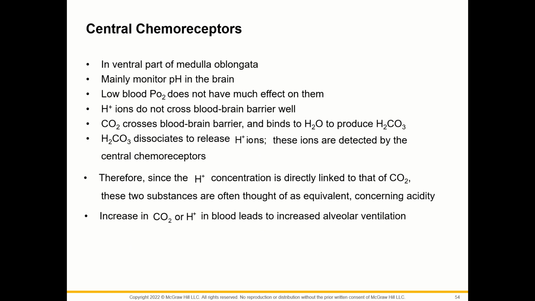So let's look at the central chemoreceptors. In the ventral part of the medulla oblongata, they mainly monitor the pH in the brain. A low blood oxygen does not have much effect on them. Hydrogen ions do not cross the blood-brain barrier well, and so it's going to be the carbon dioxide. The carbon dioxide crosses the blood-brain barrier and binds to water to produce carbonic acid, which is H2CO3. Carbonic acid dissociates to release hydrogen ions. These ions are detected by the central chemoreceptors. Therefore, since the hydrogen ion concentration is directly linked to that of carbon dioxide, these two substances are often thought of as equivalent concerning acidity.